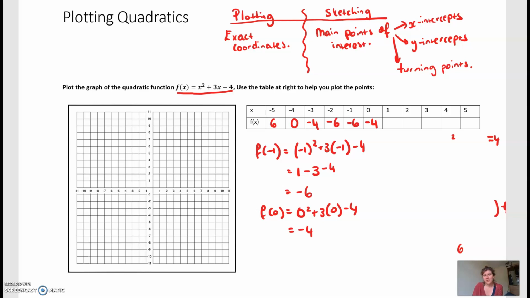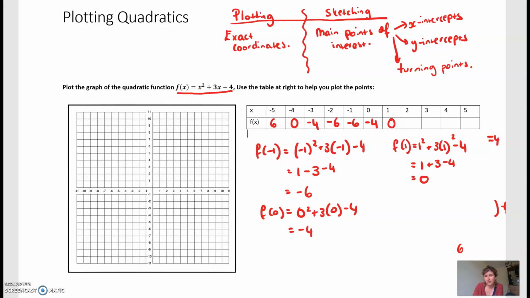Now I'm going to make a conjecture. We've gone from 6, 0, negative 4, negative 6. Now we're going back to negative 6, negative 4. Now we're going back, I reckon this one's going to be 0 again. So f of 1 is 1 squared plus 3 times 1 minus 4. So that's 1 plus 3 minus 4. 1 plus 3 is 4, minus 4 is 0. So back at 0 again.